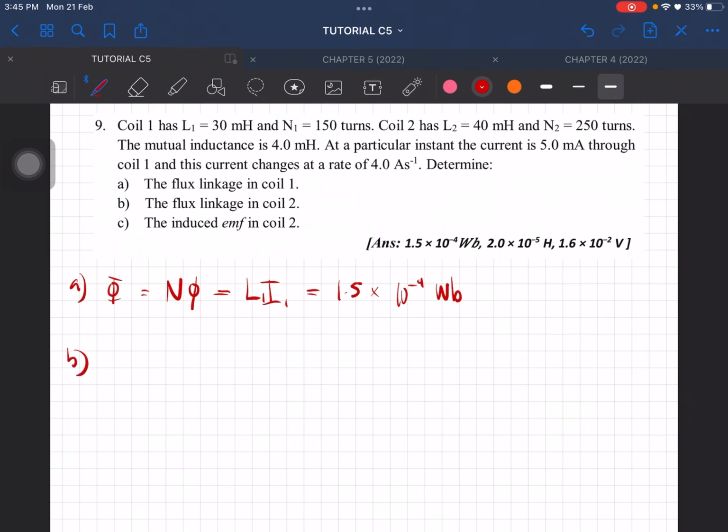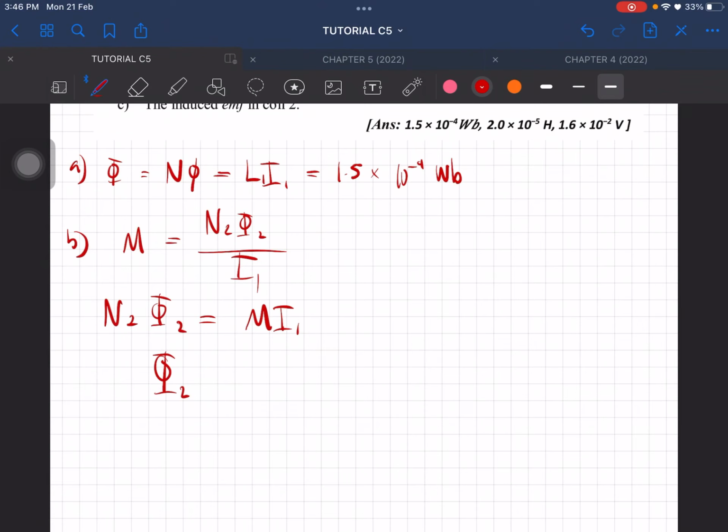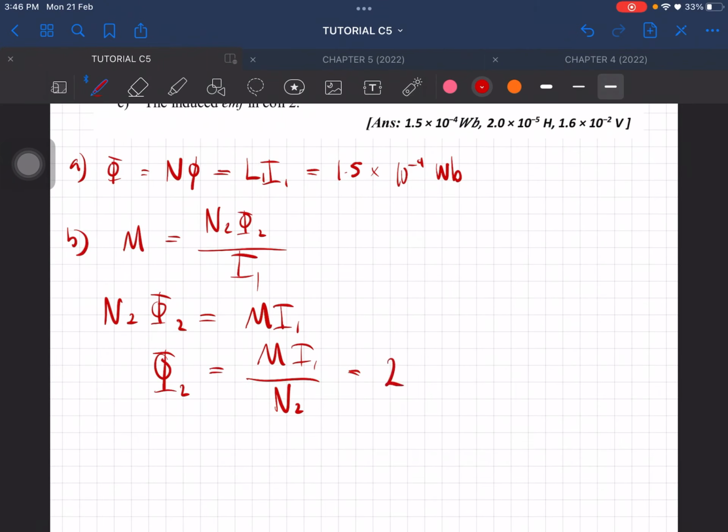And then flux linkage in coil 2. We do not have the current path going through coil 2, so we are going to use the mutual inductance formula, because we can then relate that with coil 2. So this is current 1, so N2 phi2 is equal to M I1, so this is M I1 divided by N2, which gives you 2 times 10.